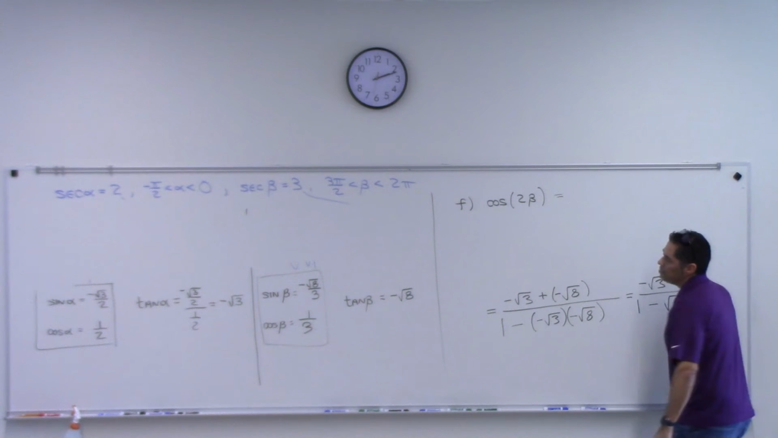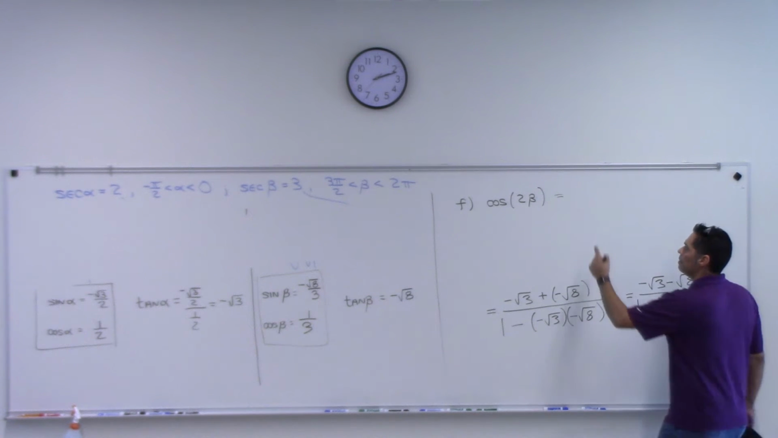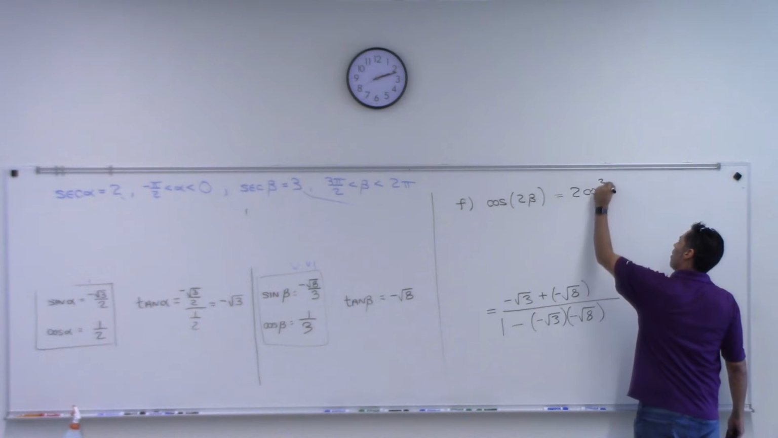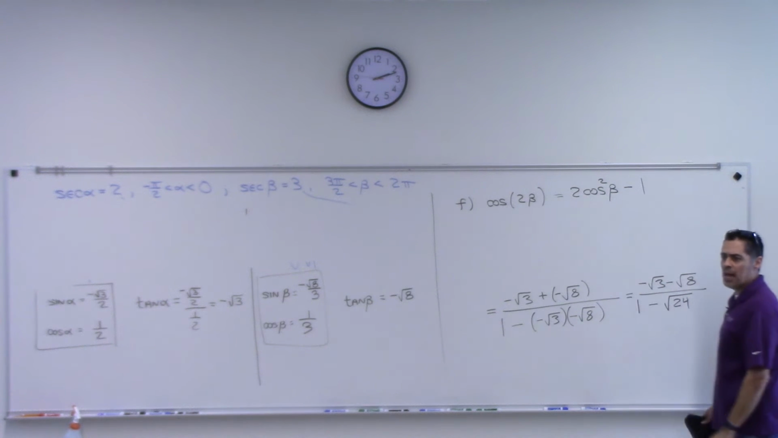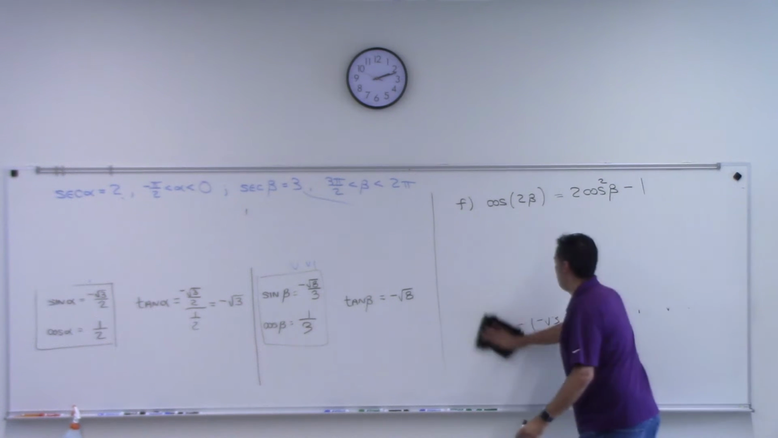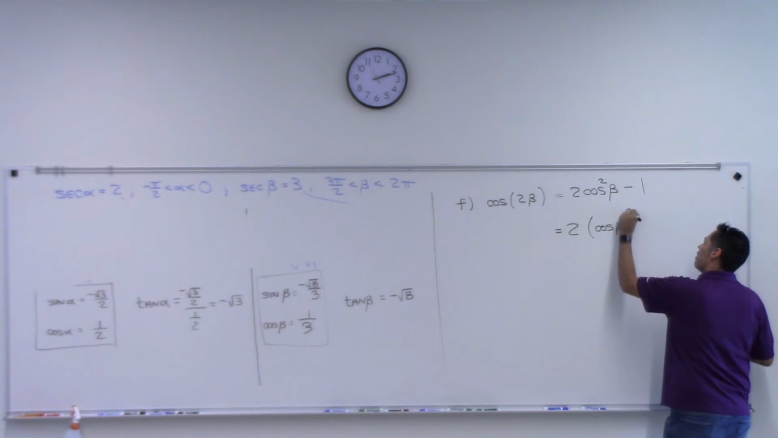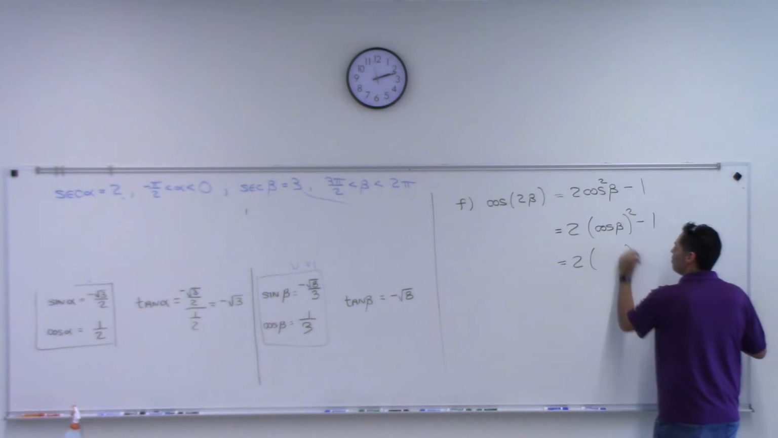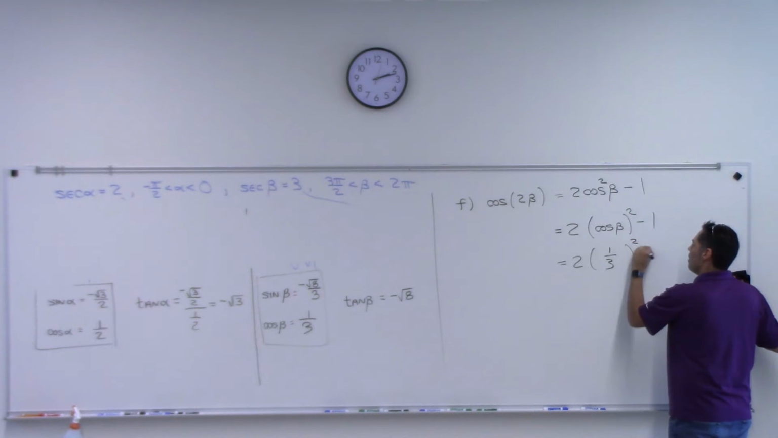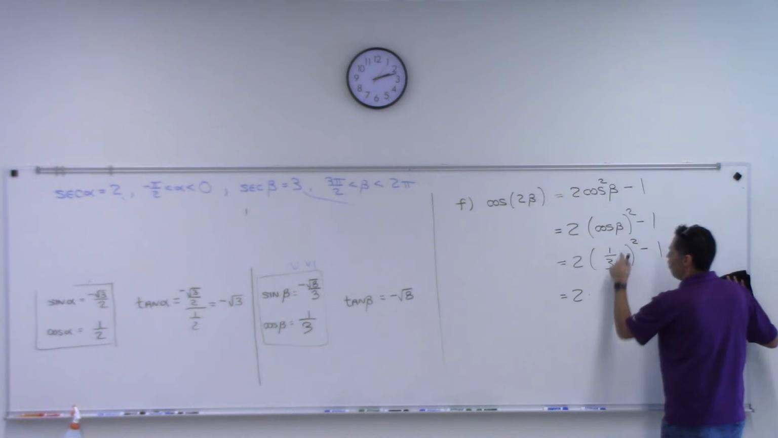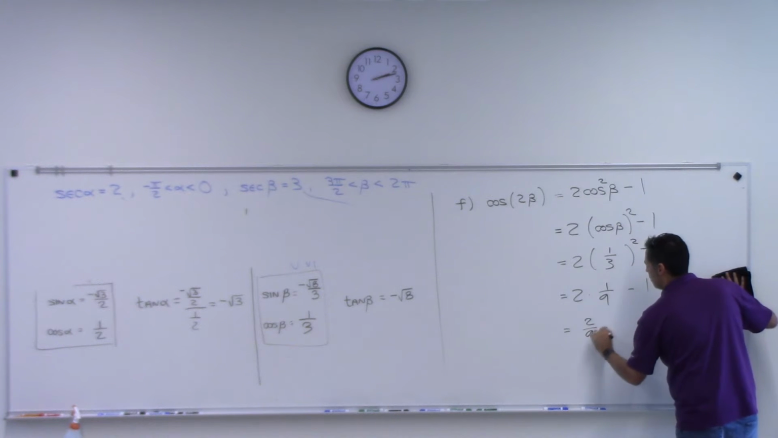Which one would you like to use? You want to use the second one? You can use any of them. So the second one is 2 cosine squared beta minus 1. I'm going to use that formula, and I'm going to rewrite this as 2 cosine beta squared minus 1. Now cosine beta is 1/3. I like that. 1/3 squared minus 1. 2 times 1/3 squared is 2 times 1/9, which is 2/9 minus 1.